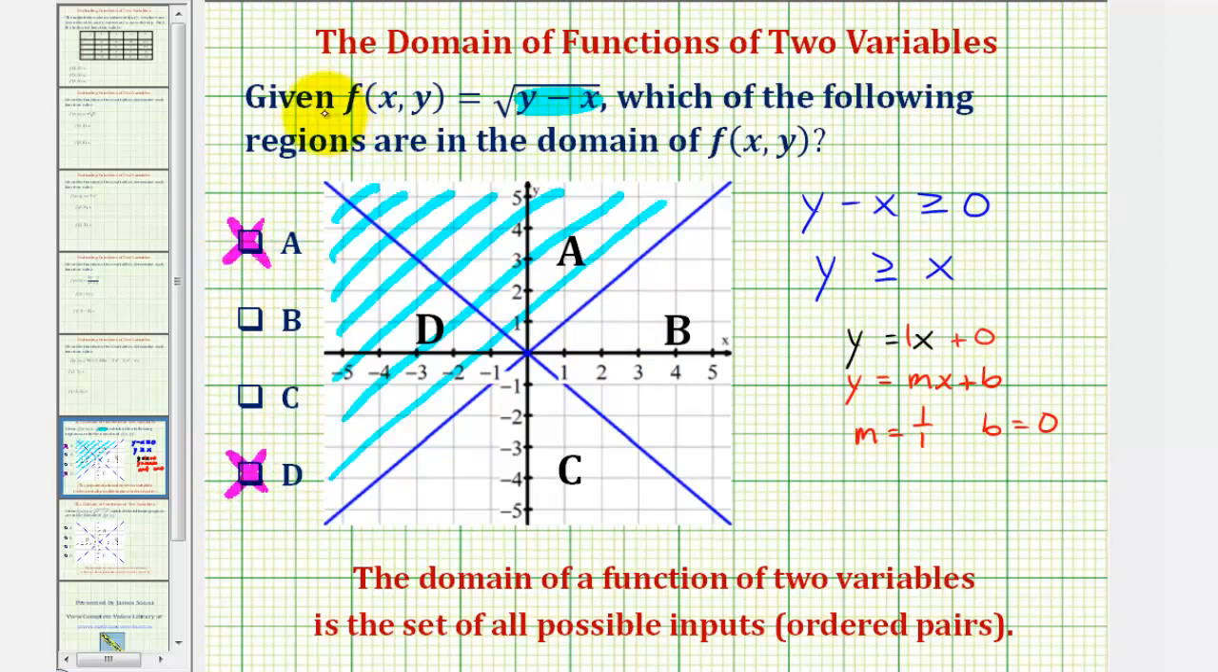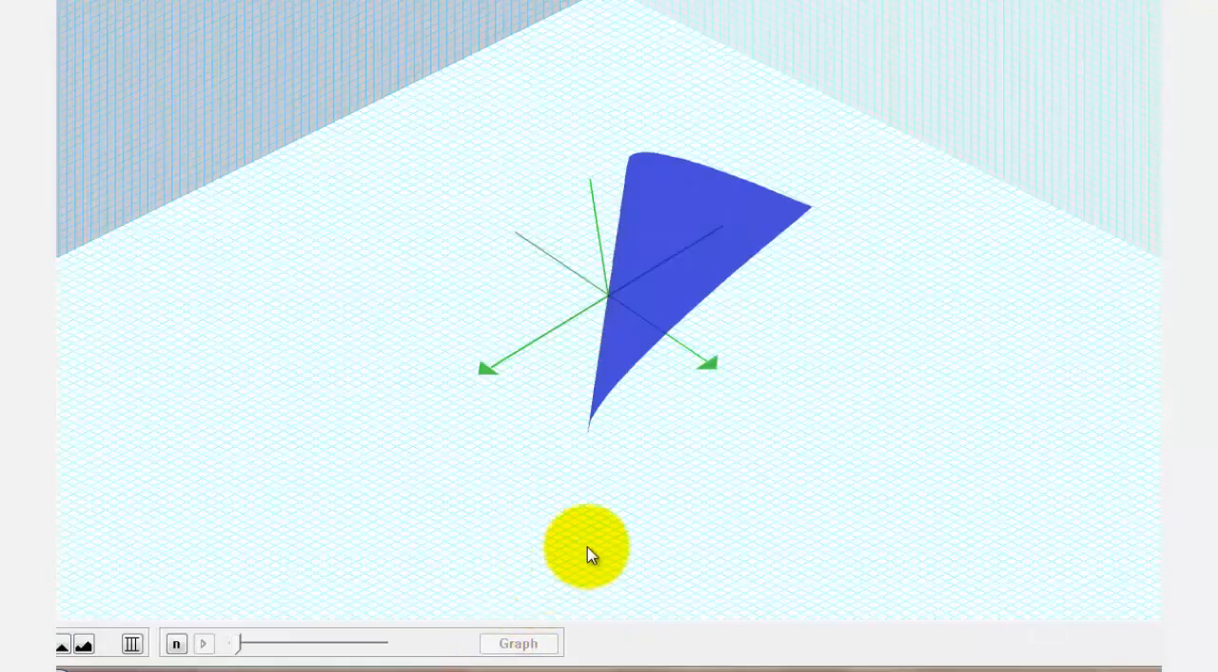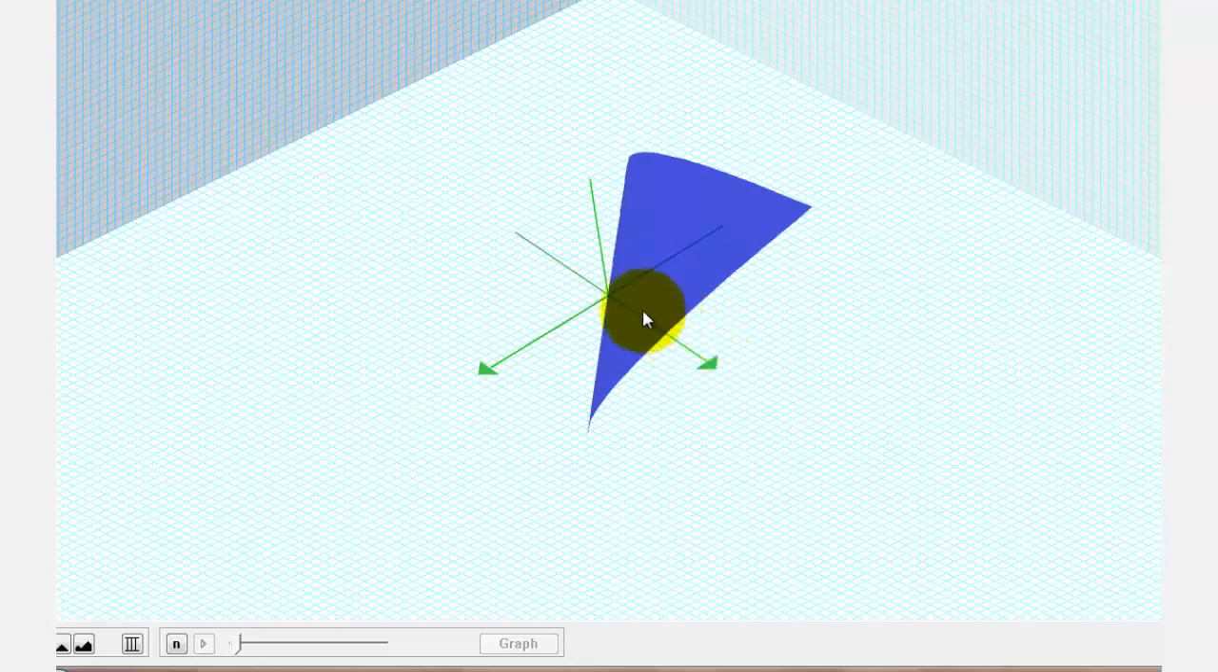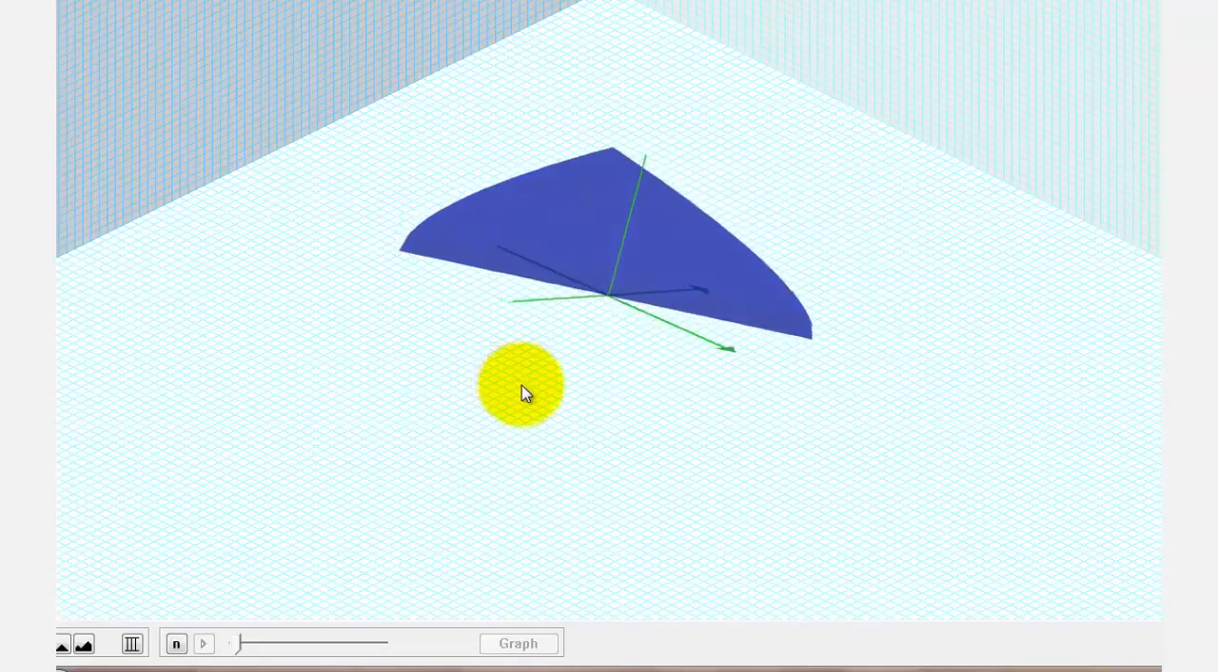Let's also graph this three-dimensional surface and look down on the xy plane to verify this domain. So here's the graph of our surface. This would be the positive x-axis here, and this would be the positive y-axis. Let's rotate this so that we have the positive x-axis moving toward the right and the positive y-axis moving upward.